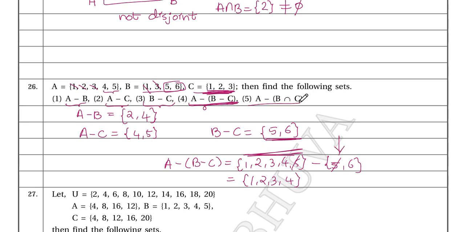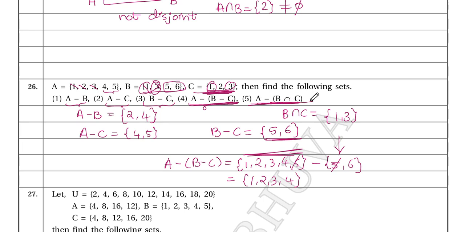Look at the fifth question. A minus B intersection C. So to solve this question, first we have to find out B intersection C. That means which elements are common in B and C? So in B and C, 1 is common, 3 is common. So B intersection C is 1, 3.